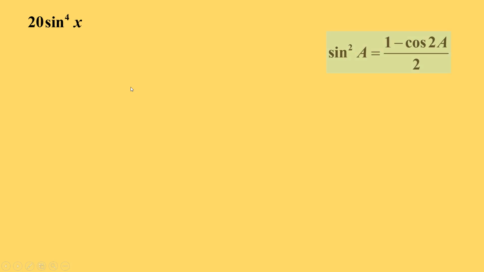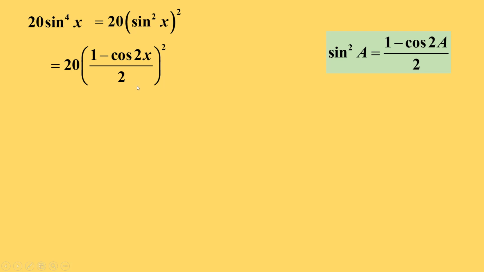Okay, so we have this formula from our formula sheet that we could rewrite sine squared a as 1 minus cosine 2a all over 2. And so, of course, we don't have sine squared. We've got sine to the fourth. However, I could rewrite sine to the fourth as sine squared x, squared. Okay, that is to the fourth power. And that allows me to replace sine squared x with 1 minus cosine 2x over 2.